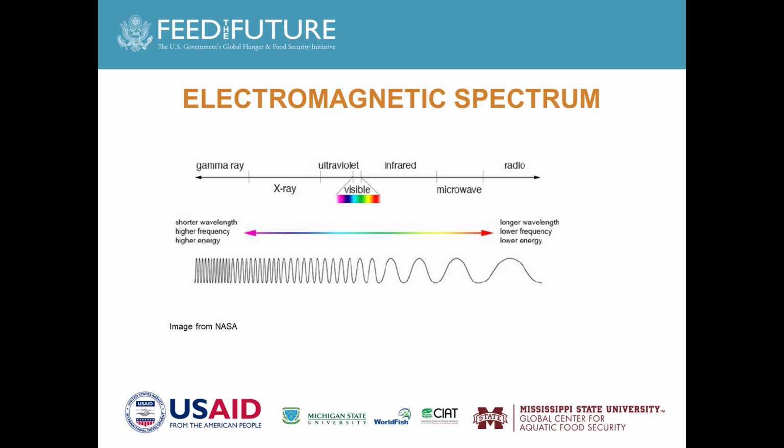So here is another example of the electromagnetic spectrum. As you can see, with gamma ray, X-ray, ultraviolet, this spectrum goes way further out than what the last one did. But ultraviolet would have the shortest wavelengths, highest frequency, higher energy, whereas microwave and radio have the longer wavelengths, lower frequency, lower energy.